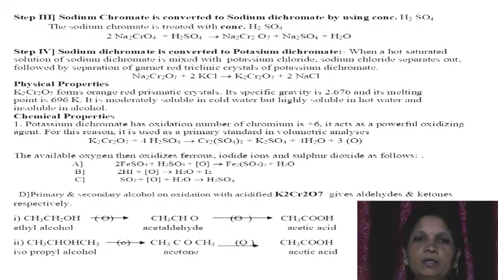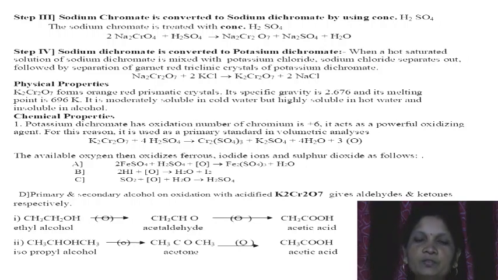In step 3, sodium chromate is converted to sodium dichromate using concentrated H2SO4. The sodium chromate is treated with concentrated H2SO4 in step 3. So the reaction is 2 Na2CrO4 plus H2SO4 giving Na2Cr2O7 plus Na2SO4 plus H2O.